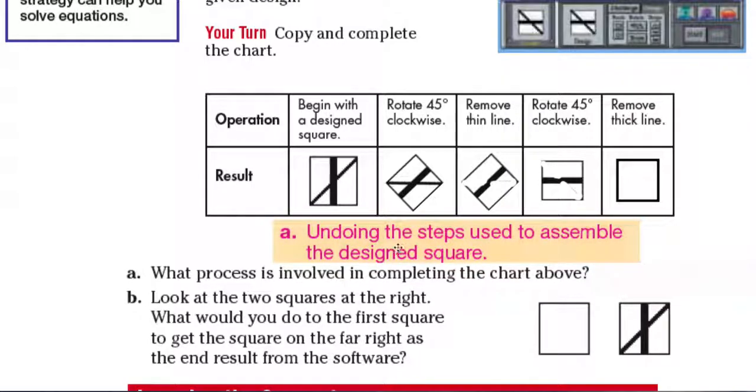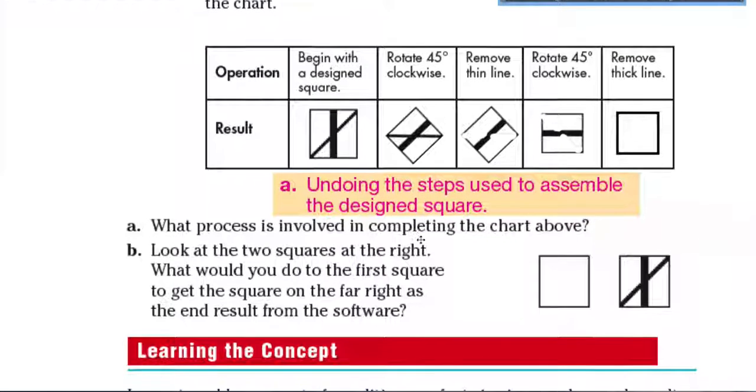So what process is involved in completing the chart above? The process of undoing the steps used to assemble the designed square. Undoing the steps used to assemble the designed square is basically the process of that particular activity. Now look at the two squares at the right.